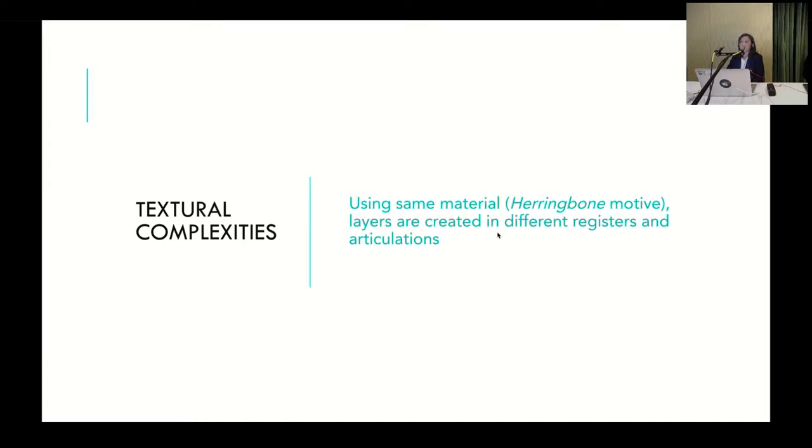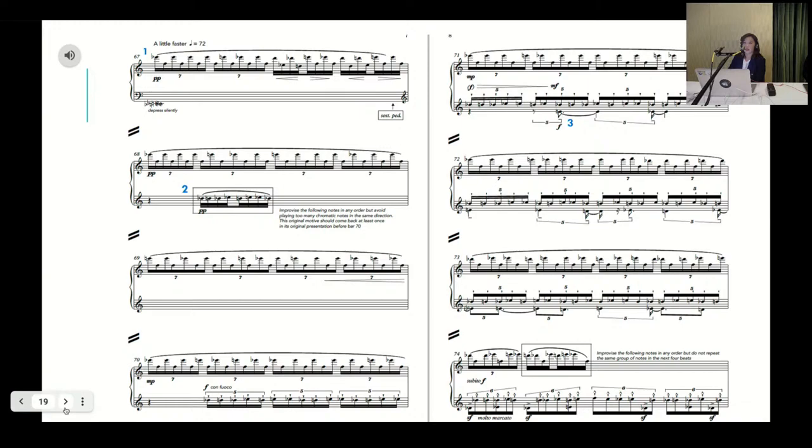There's a moment in the piece which was the pianist's favorite because it was technically challenging to play. And that was what I was trying to do here, to create layers of lines in different registers and articulations. If you look at this, the motif is still here. It's not within the minor second that you hear; it's more disconnected and disjunct here. But it's the same motif, which is the herringbone motif.